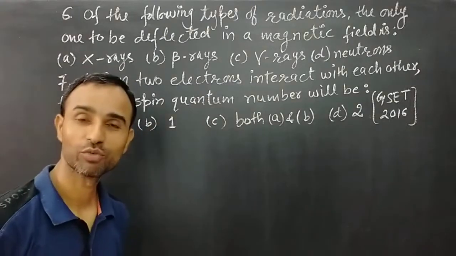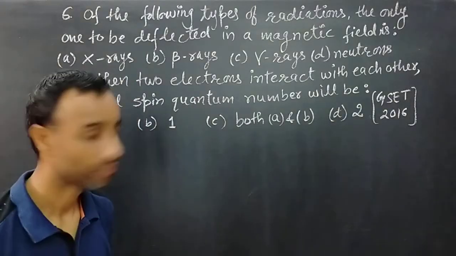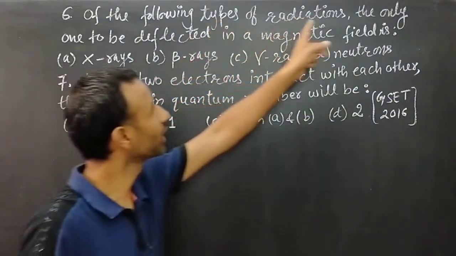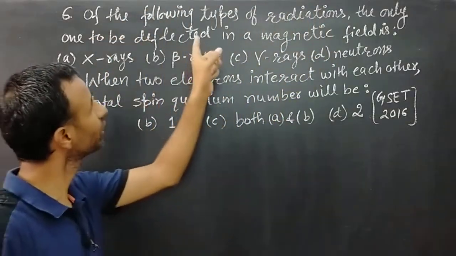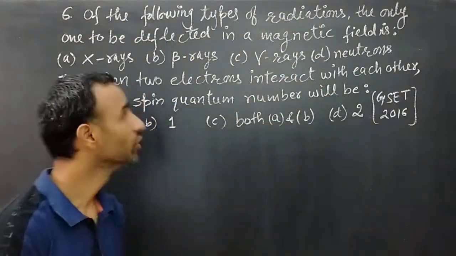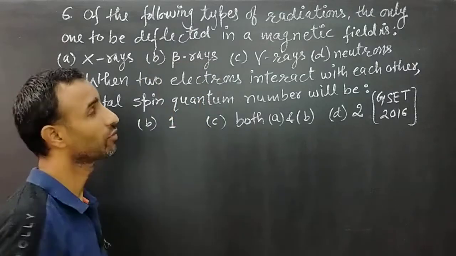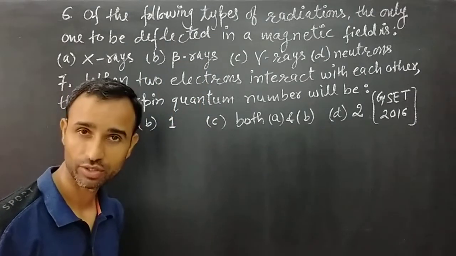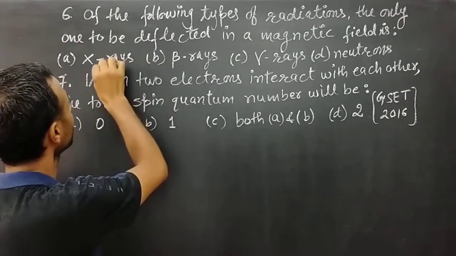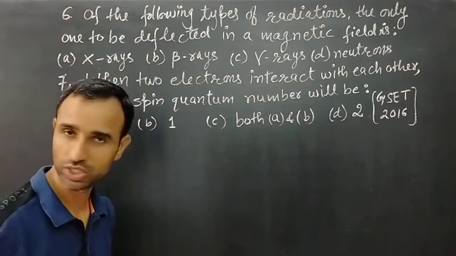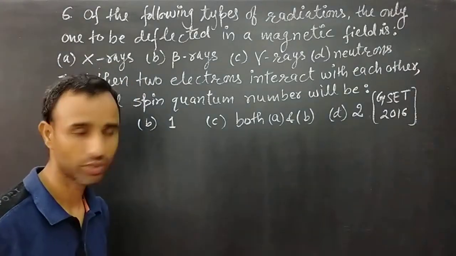Okay, so these are the questions from GSET 2016. Of the following types of radiations, the only one to be deflected in a magnetic field. So, which radiations are deflected? Which are charged. X-rays are electromagnetic radiations, they are not deflected.